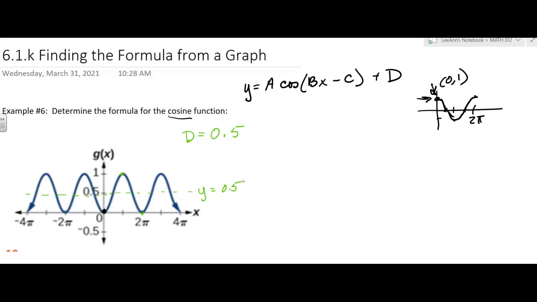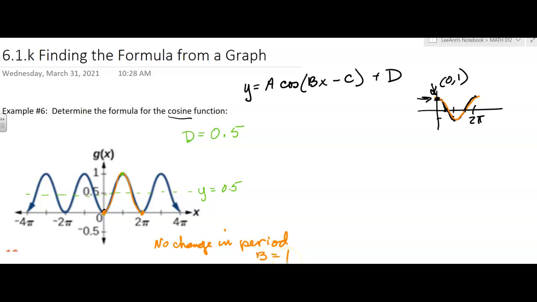Let's see, what else do we want to do? We want to see what the period is. So from this point to this point, that reflects one period, right? Just like here where we had a down and an up, that's an up and a down, but it's one period and it's 2 pi. So it looks like there is no change in period. And so that means B is going to equal 1.